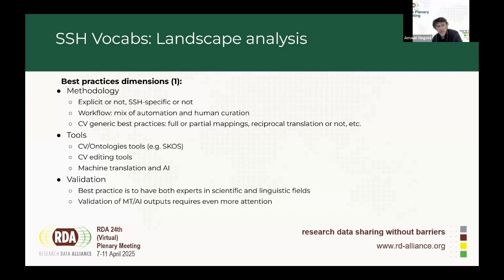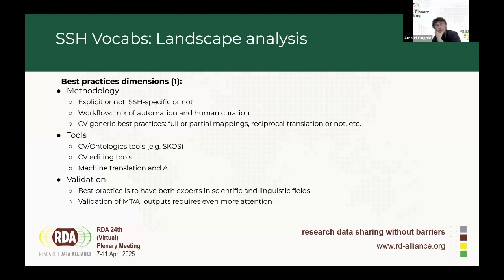Then in the best practices dimensions, there is also the question of the tools. So for that, there are some tools to build vocabularies or ontologies. I mentioned here the example of SCORS, which is well known. I don't insist on that. Just not everybody is able to manage it, but there are some tools to build fully interoperable vocabularies. And there are also tools to edit the vocabularies. There can be more services actually than tools. There is also among the tools now the machine translation tools and artificial intelligence.